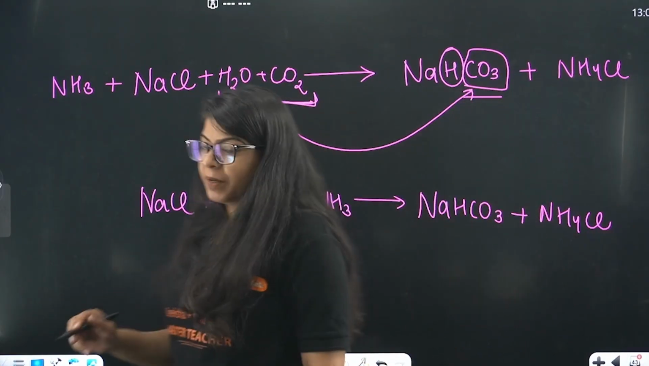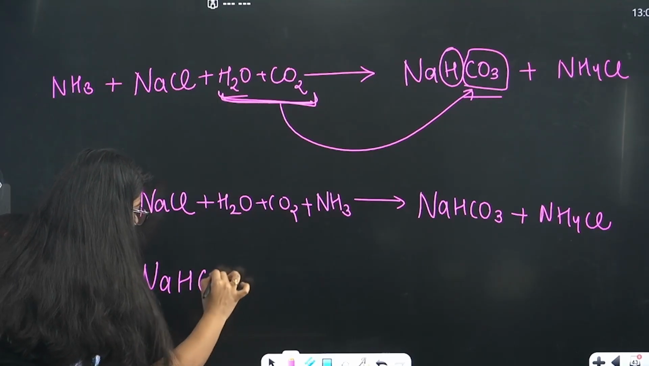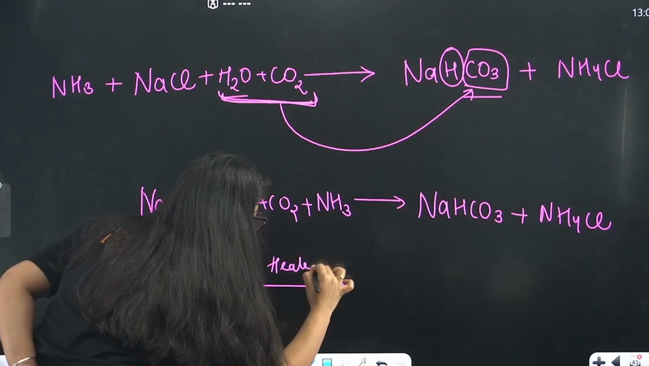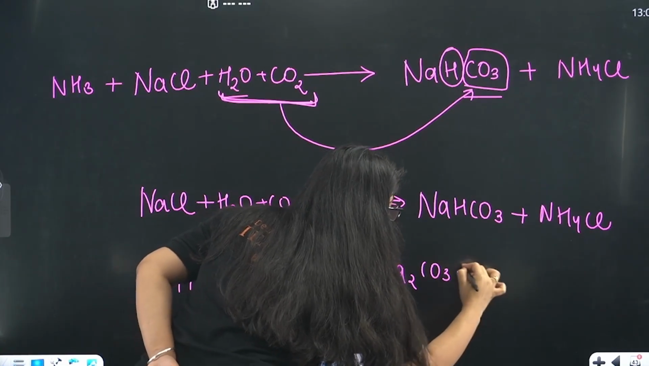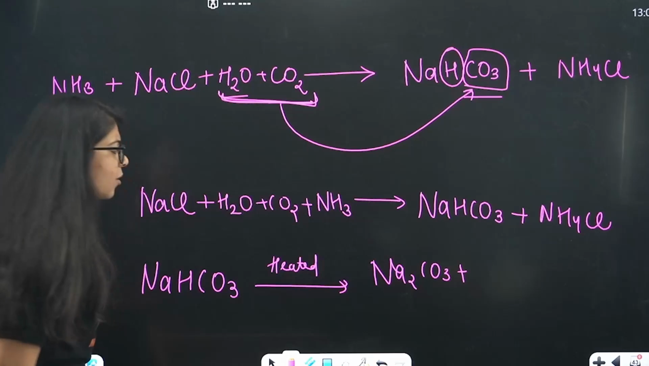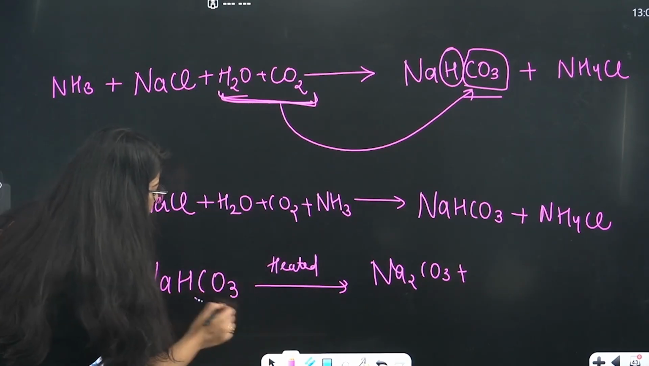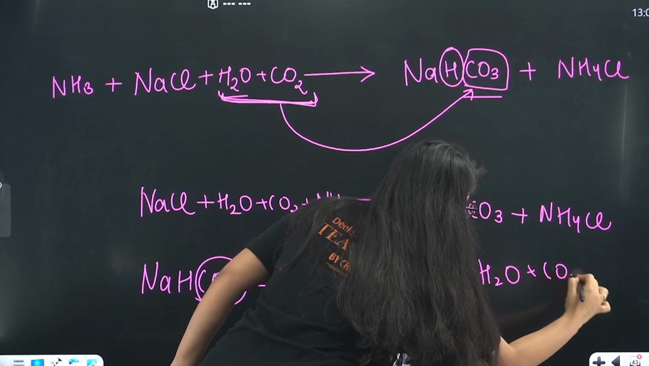Now let me write it down. When we heated NaHCO3, we got Na2CO3 plus we got other products as well with it. Okay. Now, what are the other products? This carbonate will have H2O plus CO2. Done. Okay.